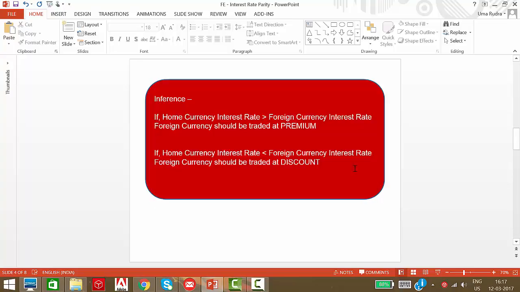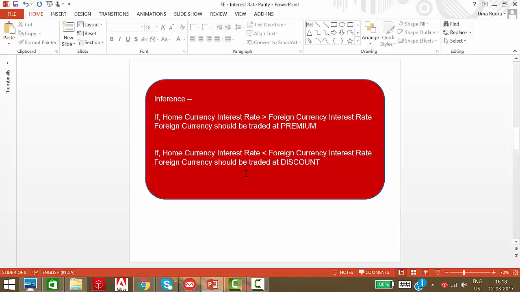So what does it mean? It means if home currency interest rate is greater than foreign currency interest rate, then foreign currency should be traded at premium. On the other hand, if home currency interest rate is lower than the foreign currency interest rate, then foreign currency should be traded at discount.